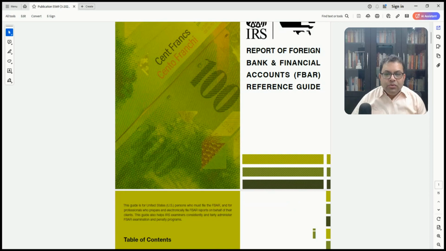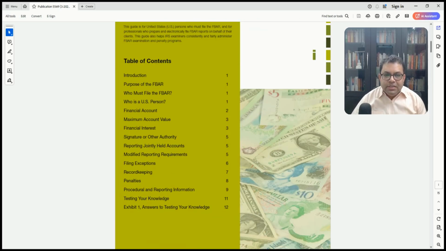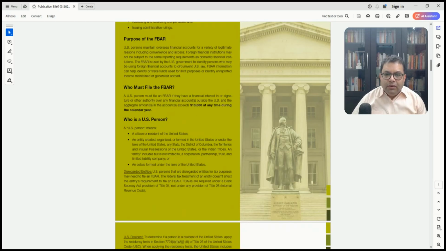So let us go through. I'm just taking you through the main provisions that are there. So this is the table of contents: introduction, purpose, who must file the FBAR. Now, basically, the purpose of the FBAR that is mentioned is that for the US persons, right, who maintain overseas financial accounts. That means a person who is a resident of the United States and who maintains any financial accounts outside the United States, any financial accounts located outside the United States.